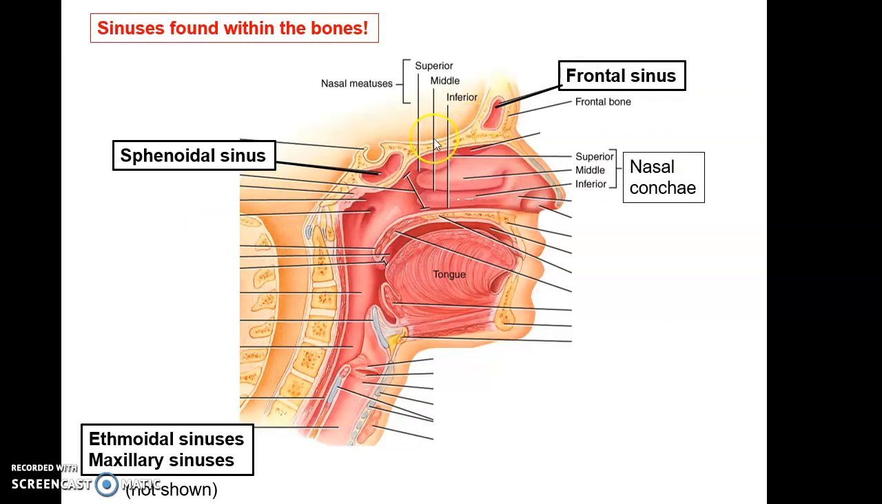We also have the sinuses, the paranasal sinuses found in bones of the skull. Paranasal sinuses are lined with mucous membrane, and they are connected to the nasal cavity. They include the frontal sinuses, the sphenoidal sinuses, the ethmoidal sinuses, and the maxillary sinuses.